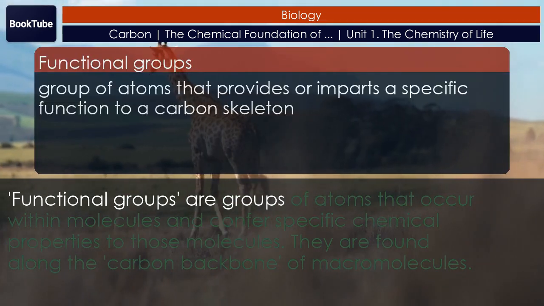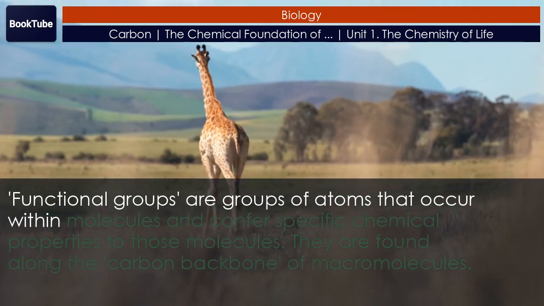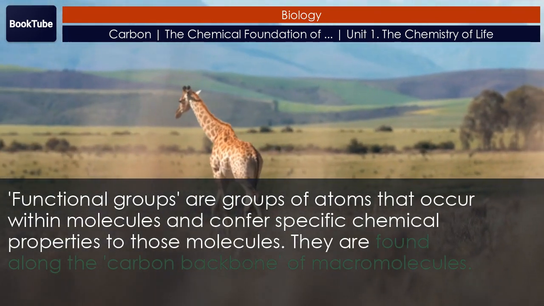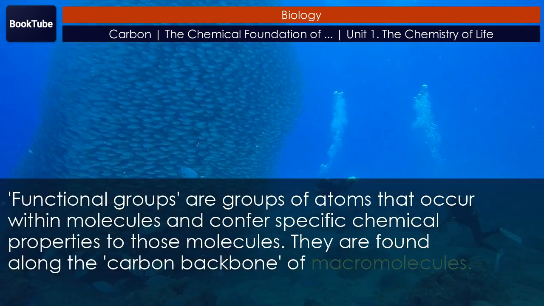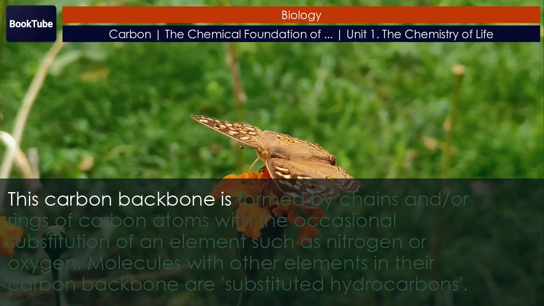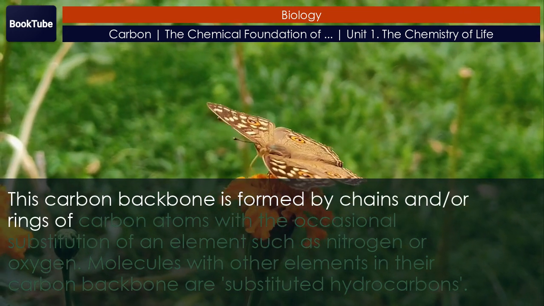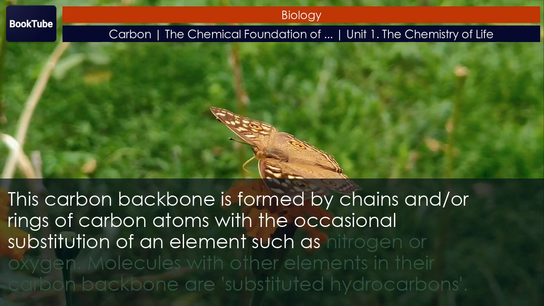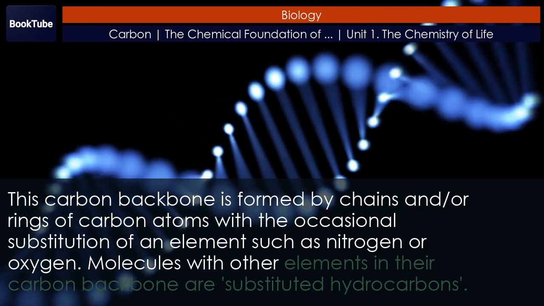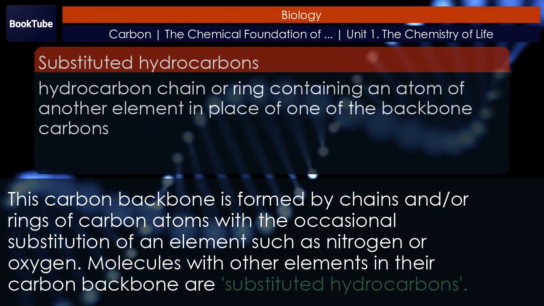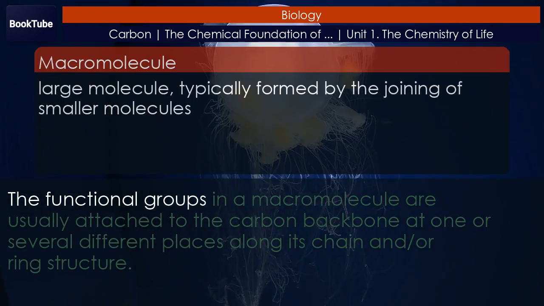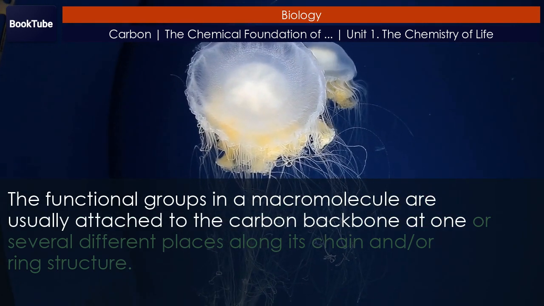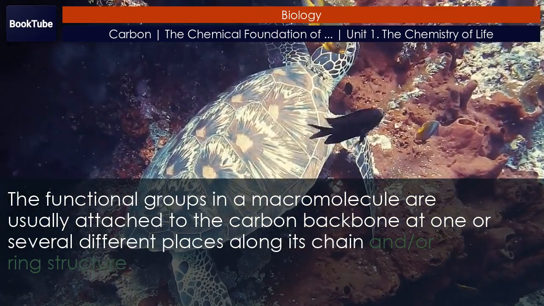Functional groups. Functional groups are groups of atoms that occur within molecules and confer specific chemical properties to those molecules. They are found along the carbon backbone of macromolecules. This carbon backbone is formed by chains and/or rings of carbon atoms with the occasional substitution of an element such as nitrogen or oxygen. Molecules with other elements in their carbon backbone are substituted hydrocarbons. The functional groups in a macromolecule are usually attached to the carbon backbone at one or several different places along its chain and/or ring structure.